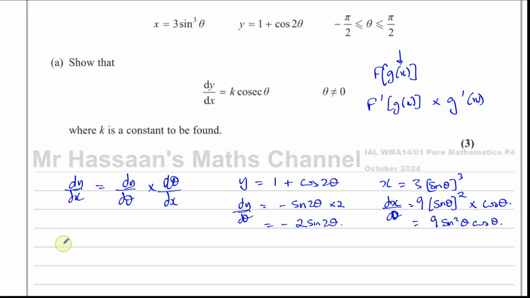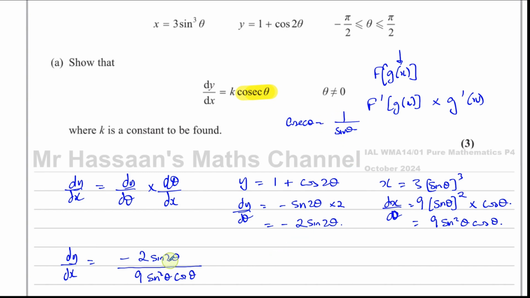All right, so now we can put these together in the chain rule. So we have dy dx is equal to dy d theta, which is this, negative 2 sine of 2 theta, times 1 over this, which means basically divided by 9 times sine squared theta cosine theta. Now notice what we have to make it equal to is just in terms of single angles. And we know that cosec theta is related to sine theta. We know that cosec theta is the same as 1 over sine theta.